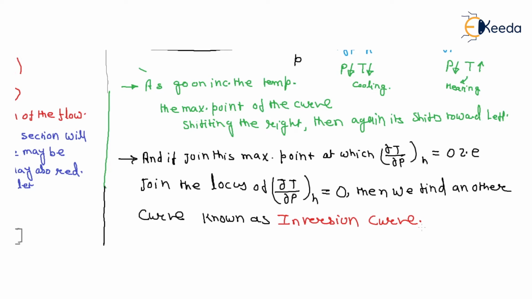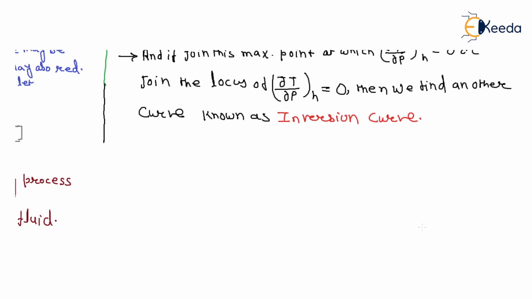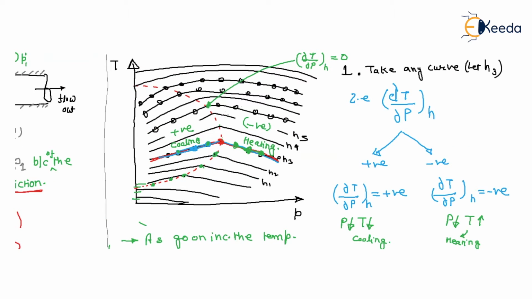So what is the inversion curve? The inversion curve is the curve drawn by the locus at which ∂T/∂P at a given enthalpy is 0. Right? So this red dotted line is called the inversion curve.